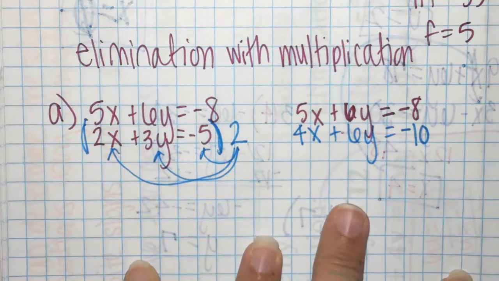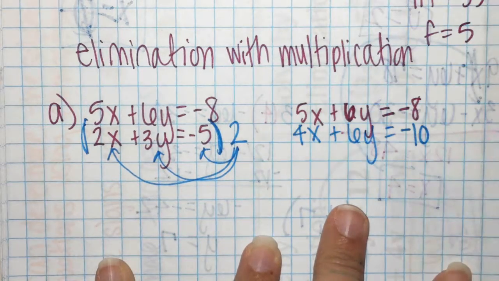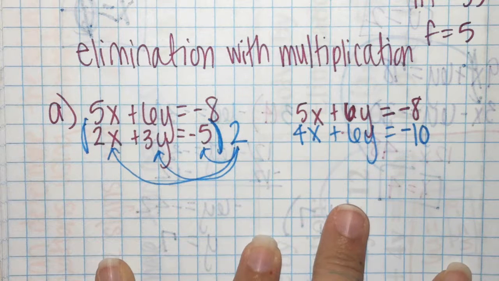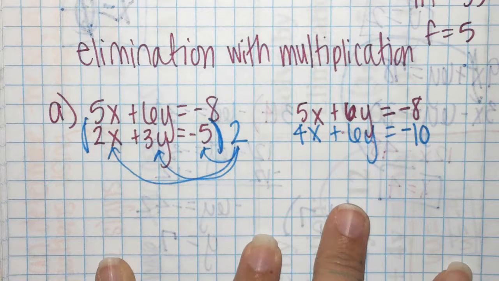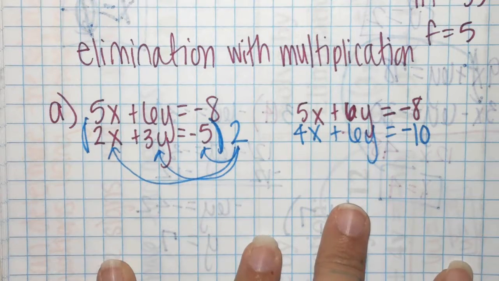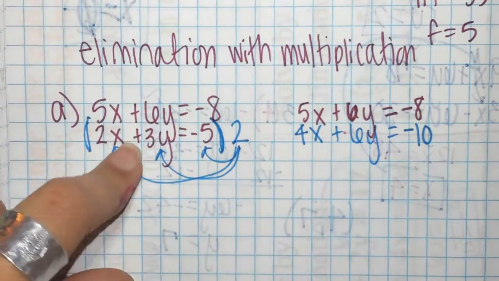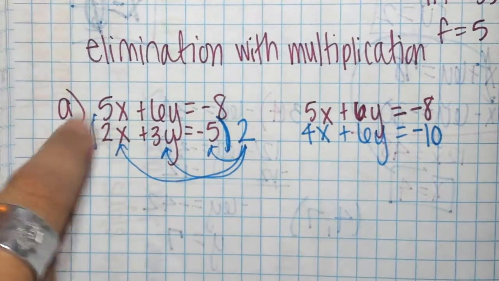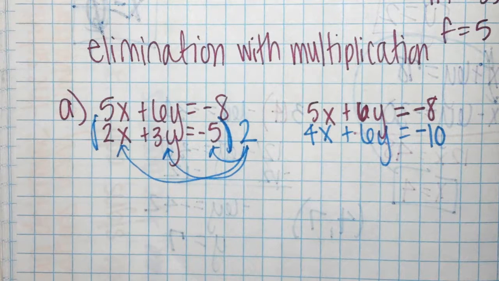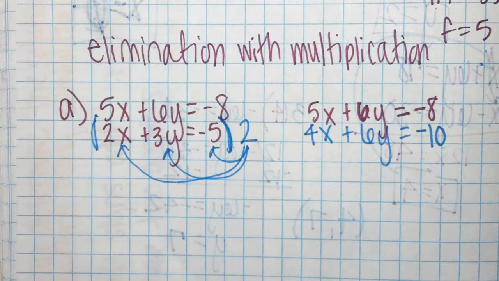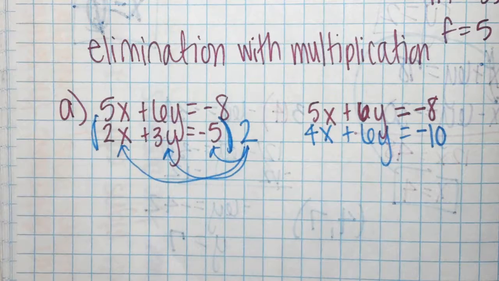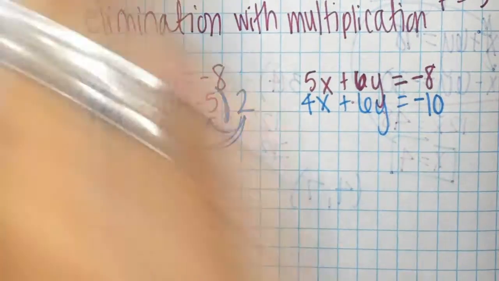Now again, tell me why we multiplied it by 2. One person tell me. They were the same number. Okay, and we wanted to get them the same, right? And we wanted to get 6 for our y so that we could cancel. Why did we not eliminate our x? Because there's no way to make that possible unless we use a fraction, and we don't want to do that.